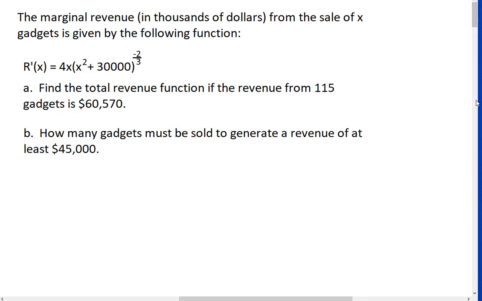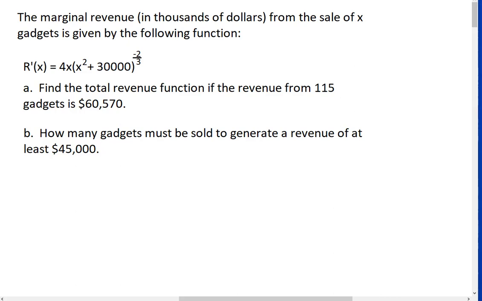The marginal revenue in thousands of dollars from the sale of x gadgets is given by the following function. R prime of x, so that's marginal because the derivative has been taken, equals 4x times (x squared plus 30,000) raised to the negative 2/3. Part A, find the total revenue function if the revenue from 115 gadgets is 60,570. And Part B, how many gadgets must be sold to generate a revenue of at least 45,000?